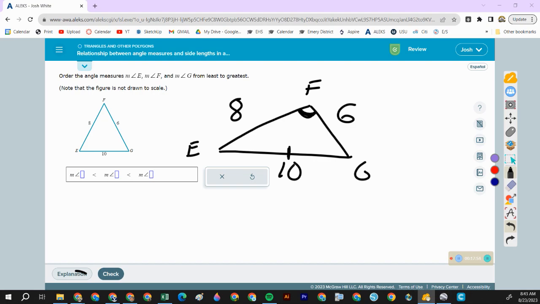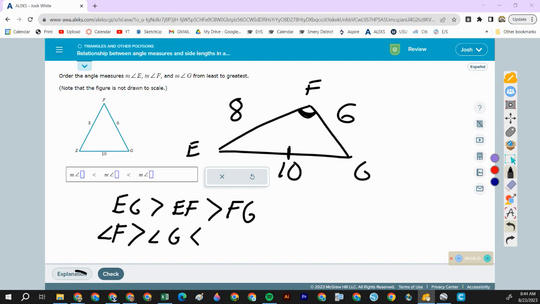So which angle is going to be the largest or is the smallest? E. How come? 6 is the smallest side. So EG is bigger than EF, which is bigger than FG. Likewise, angle F is larger than angle G, which is larger than angle E. Does that make sense?